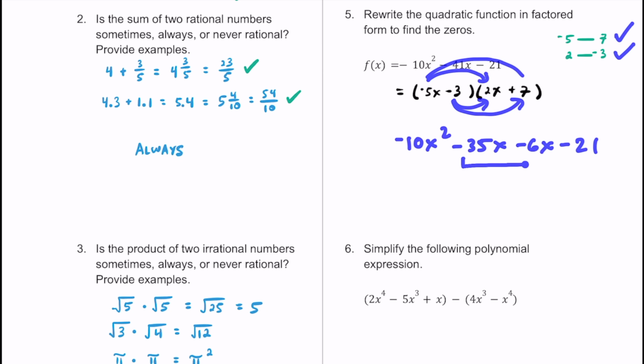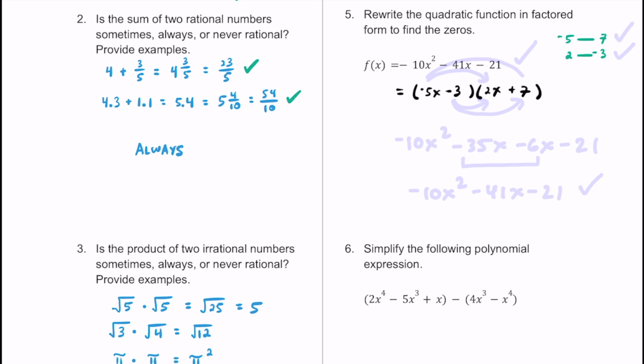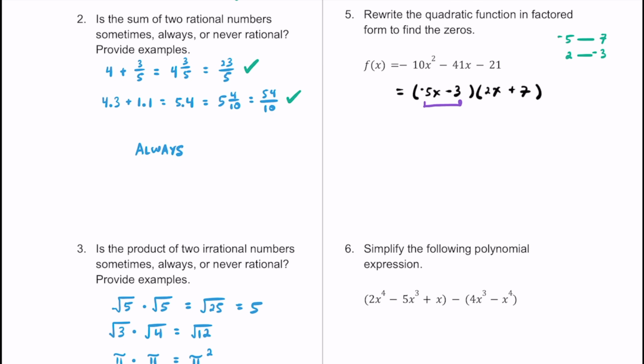And if you add these middle two terms here, you're going to get negative 10x squared minus 41x minus 21, which is what we were looking for when we had this in standard form, right? So this would be the factored form. What you could do, just to go a little bit further here, is look inside here and see that we have a negative that we could factor out. So I think the factored form finally would be take out a negative here, and then this would be 5x plus 3, just because we like to have positive coefficients in the beginning, and then this would be 2x plus 7.